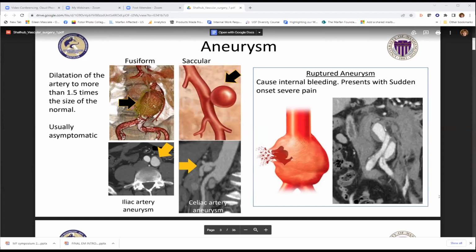And usually aneurysms have no symptoms unless they're very large and they're causing compression on the tissue around them. They can come in different shapes. They can come in the fusiform shape that you can see here on the slide, or saccular, which is more like a ballooning off the wall itself. And then obviously we care about them because they can rupture, and that's when they cause internal bleeding. Basically, the blood is leaking outside the artery in that circumstance, and usually that's associated with severe pain. Next slide.